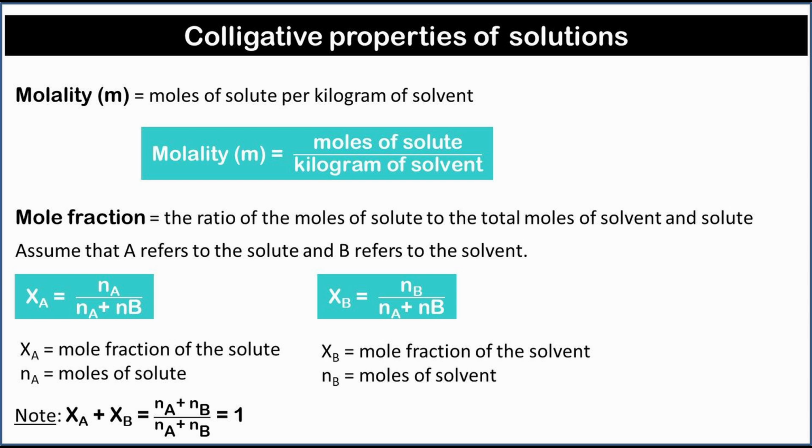Mole fraction has no units. Assume that A refers to the solute and B refers to the solvent. The mole fraction of the solute and the mole fraction of the solvent can be calculated using the formulas shown. Note that the sum of the mole fractions of the solute and solvent is equal to 1.